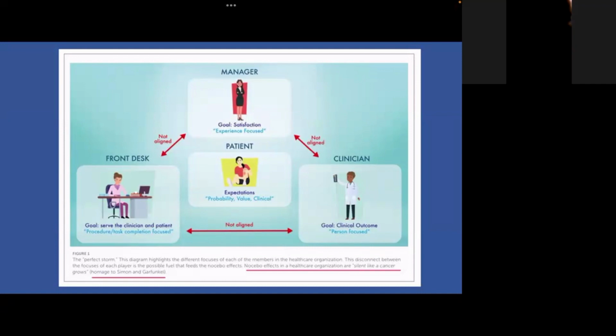Rather than caring for, do we measure the person's expectations, their probability expectation, what they perceive might happen to them in the future, their value expectation, what they currently would like in their interactions, and their clinical expectation of what care they would like to receive as they pass through the healthcare system.